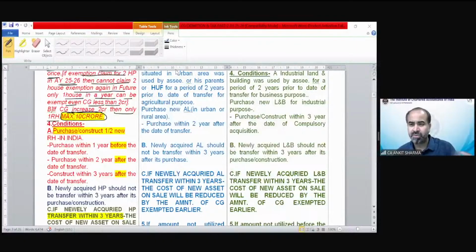Soumya is asking, so can we claim one house exemption in one year and another house in another year?